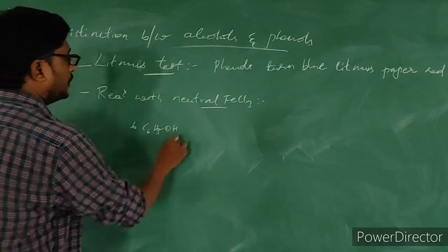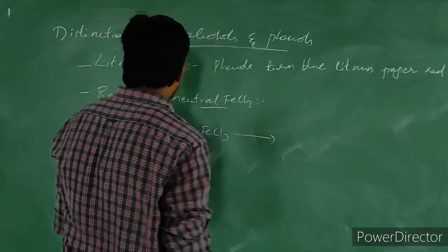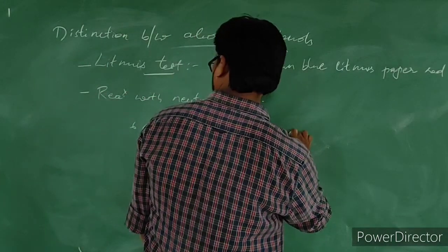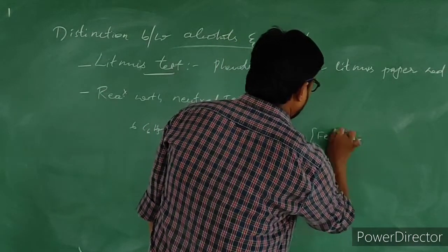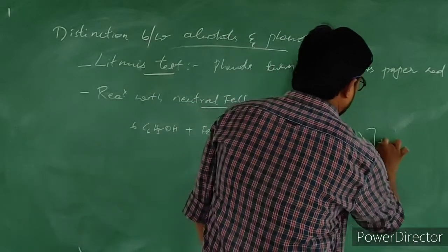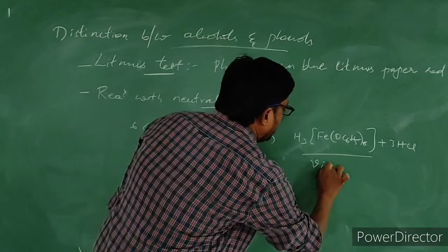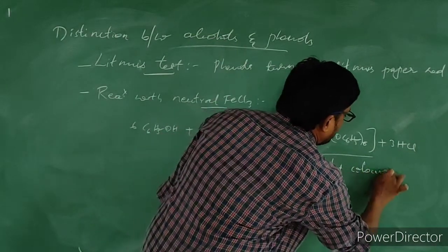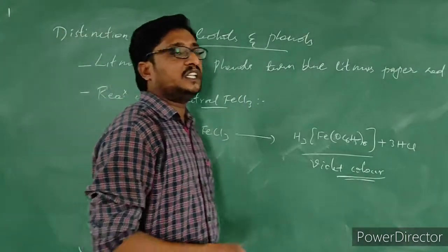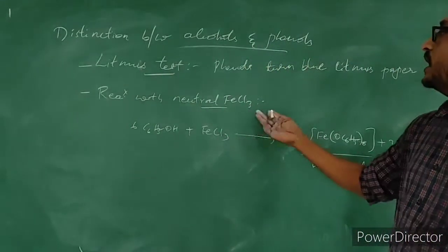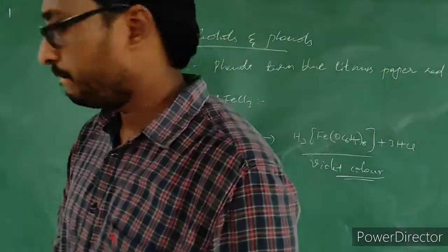C6H5OH is phenol. It reacts with FeCl3, ferric chloride, and produces a complex in this way: H3[Fe(OC6H5)6] plus 3HCl. This is the complex which gets produced, and it will be violet in color. Alcohols will not react with FeCl3 to form this complex. So this is one more thing to distinguish alcohols and phenols.